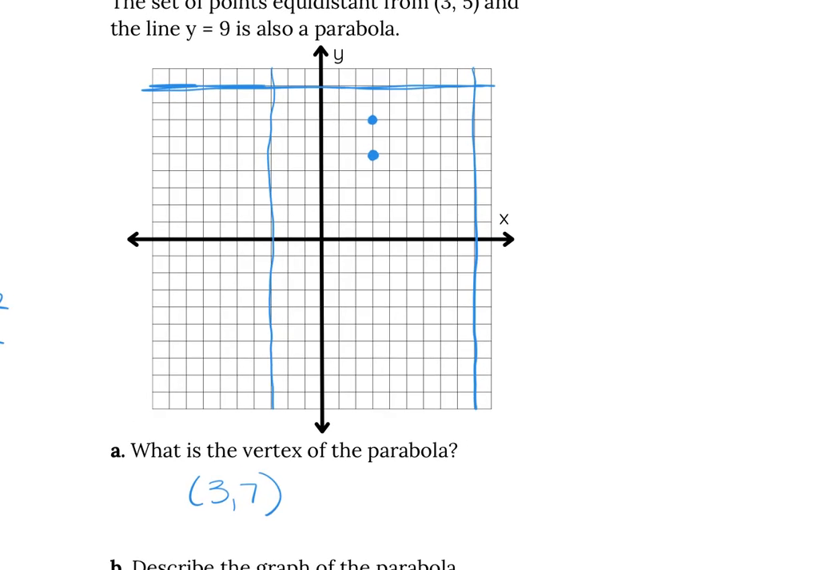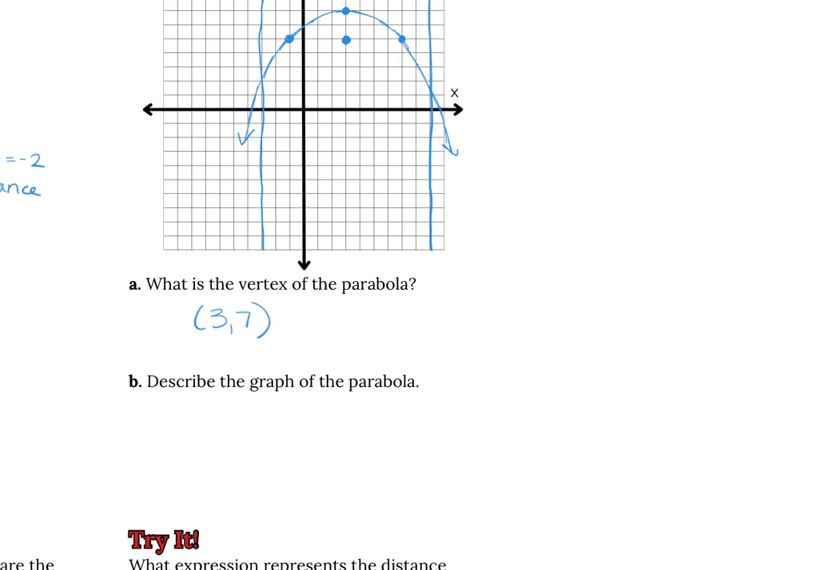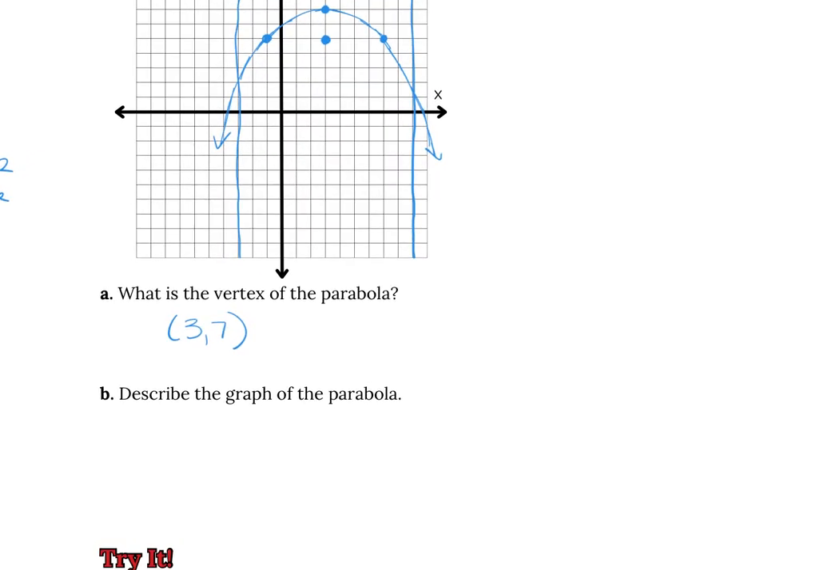We want to find additional points that are equidistant from the original point and the line. This one is 4 away from the line and 4 away from the point. Same with this one. I'll connect those to create a parabola. Part B: describe the graph of the parabola. Our parabola is opening downwards and has a vertex of (3, 7).